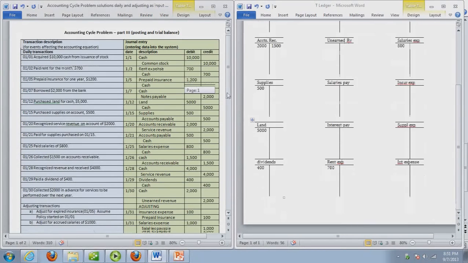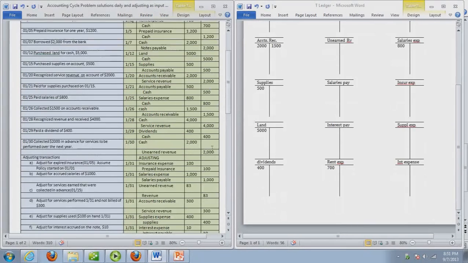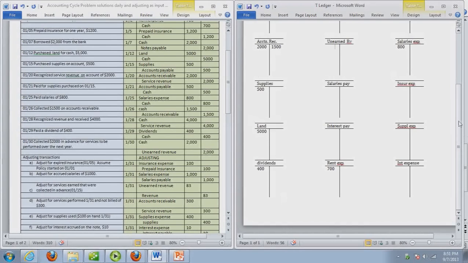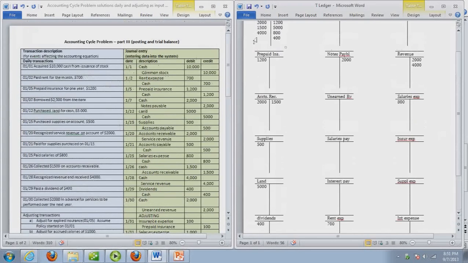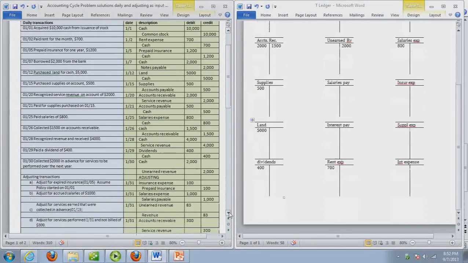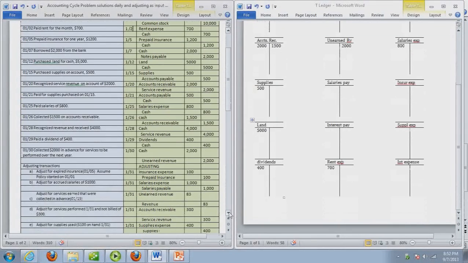And then we have cash and unearned revenue. So cash is going to go up by $2,000, and unearned revenue is going to be increased with a credit as a liability. Okay, not too bad. Now we're down to the adjusting entries. In the adjusting entries, we use the same ledger that we do for the daily entries. You just keep right on going.